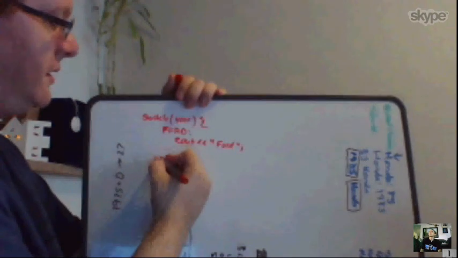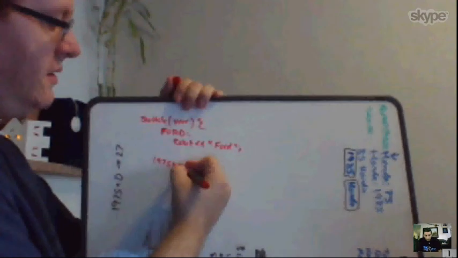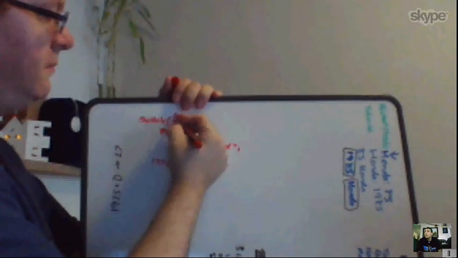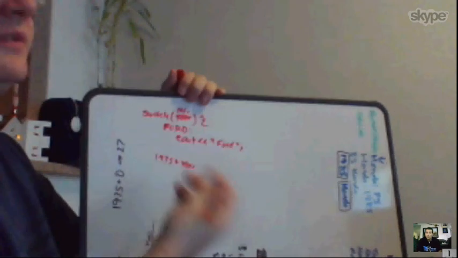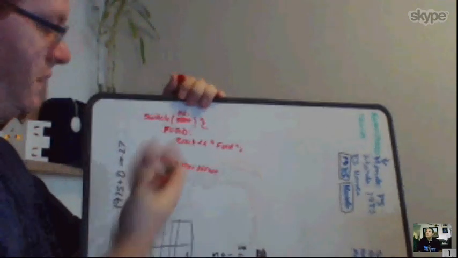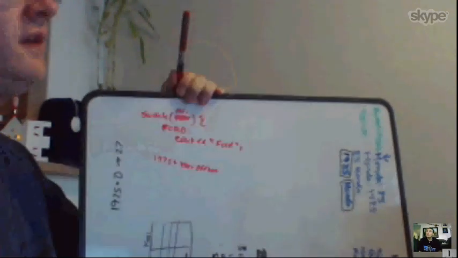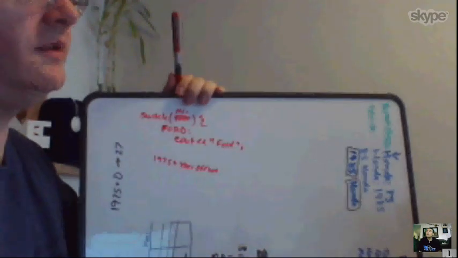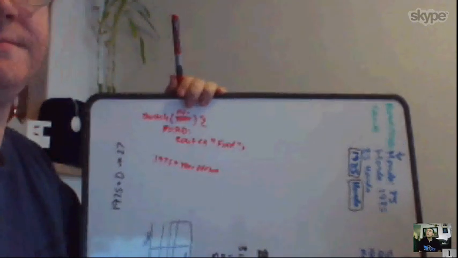It's simply 1975 plus the year. It shouldn't be year, that should be car manufacturer, something like that. 1975 plus the year, which is actually the year offset. Or you can store the whole year, doesn't matter. I just like the offset because that's only a single byte, whereas a larger number could take up more space.